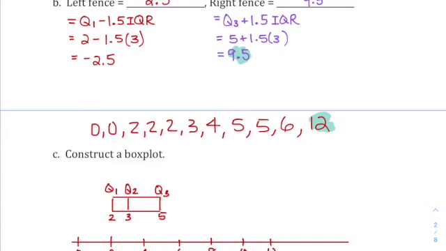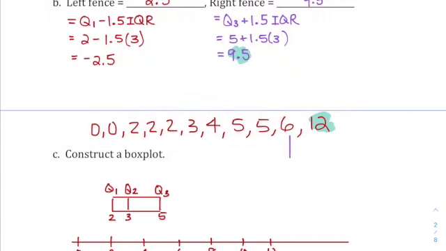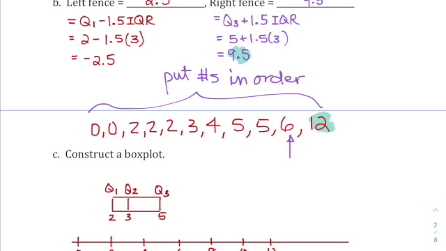So what do I do? What we are going to do now is grab the next biggest number. And that is why it's very important to put your numbers in order. The next number is where your tail is going to end. So in this case, 6 is going to be your tail.